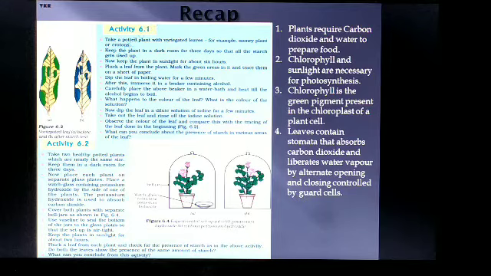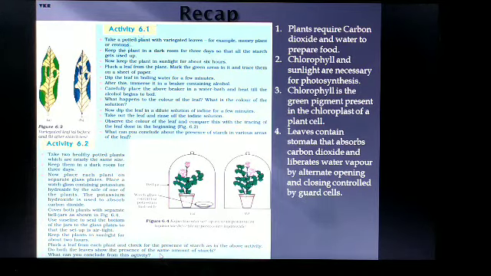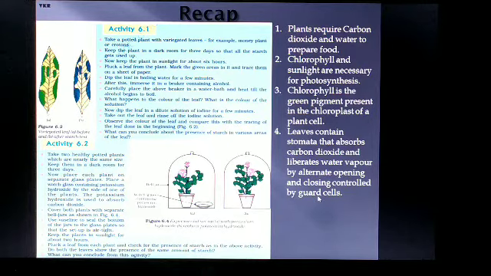There are two more experiments which can be set up based on this. One can be a test for sunlight, and the other can be the chlorophyll test. So we came to know in the last class that chlorophyll and sunlight are necessary for photosynthesis. Chlorophyll is the green pigment present in the chloroplast of a plant cell, not of an animal cell. Leaves contain stomata that absorb carbon dioxide and liberate water vapor by alternate opening and closing controlled by guard cells. This is all what we studied in the last class.